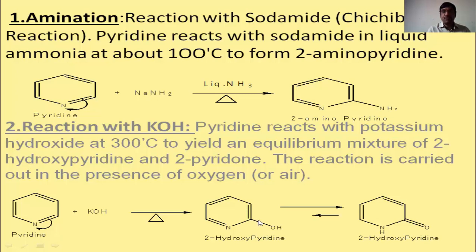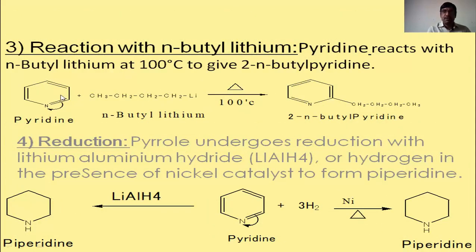En means double bond, ol means OH. This enol form is not that stable. It is converted into the keto form that we call 2-pyridone. The third nucleophilic substitution reaction is the reaction with n-butyl lithium. Pyridine reacts with n-butyl lithium at 100 degrees centigrade to give 2-n-butylpyridine.